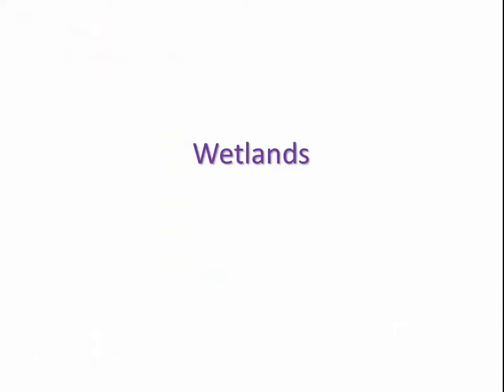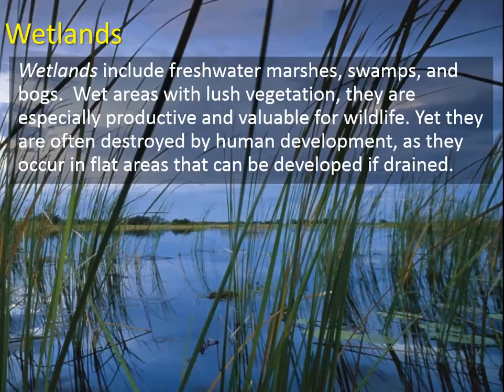Let's do a little review of wetlands here, or an introduction perhaps. Wetlands include freshwater marshes, swamps, and bogs. They are wet areas with lush vegetation, and they are especially productive and valuable for wildlife. When we see that word productive, we should think that a lot of plants and algae grow there. Yet they are often destroyed by human development, as they occur in flat areas that can be developed if drained.